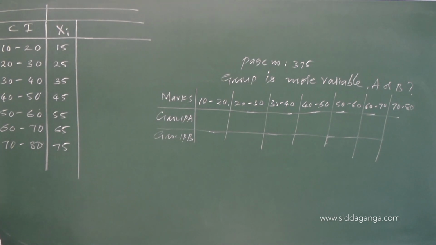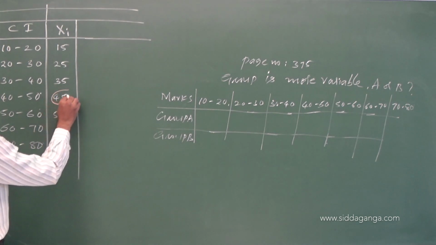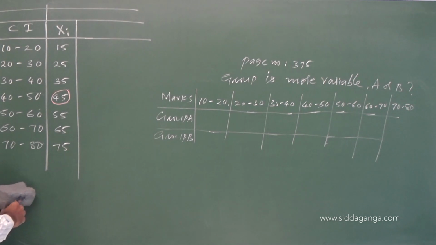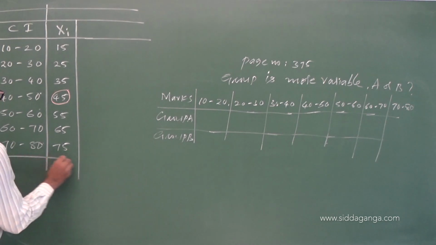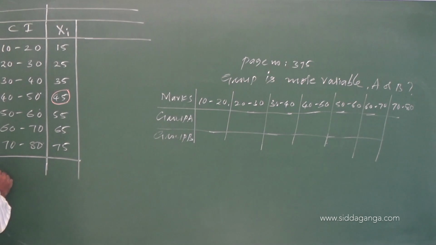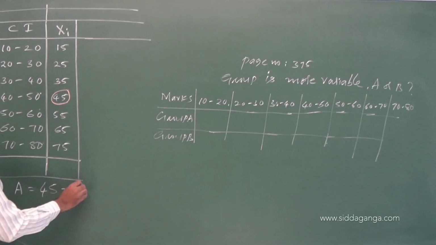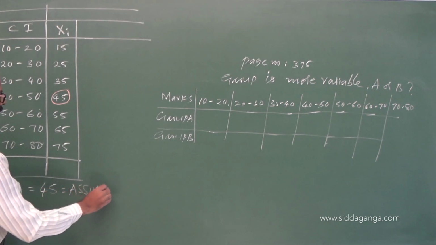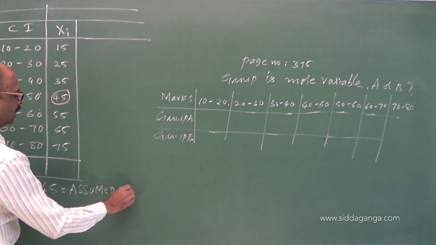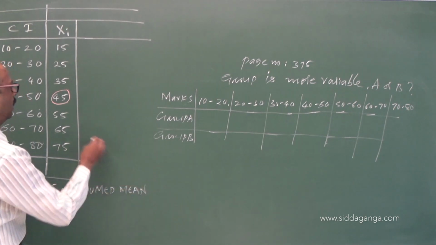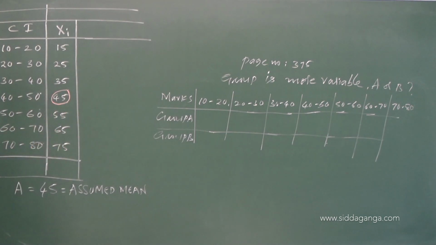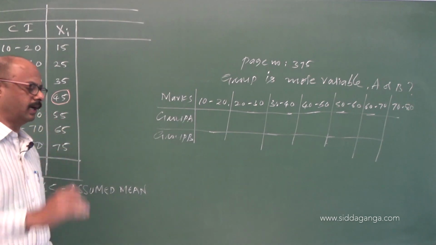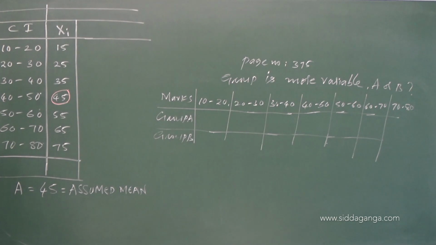After finding xi, we will find the assumed mean. Assumed mean, you can take the middle number, that is 45. 45 is our assumed mean. So A equals 45. What is 45? Assumed mean. Assumed mean means we can select any value from this, but it should be as much in the middle as possible, you should look for that type of number.